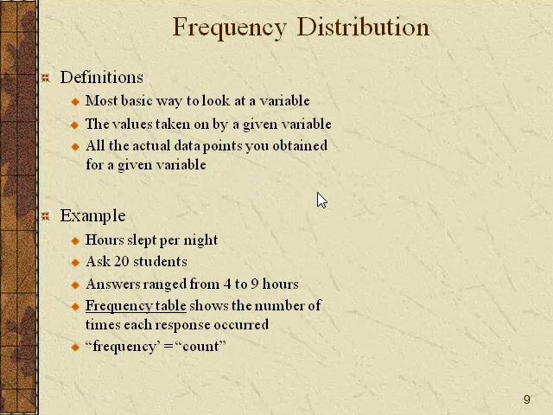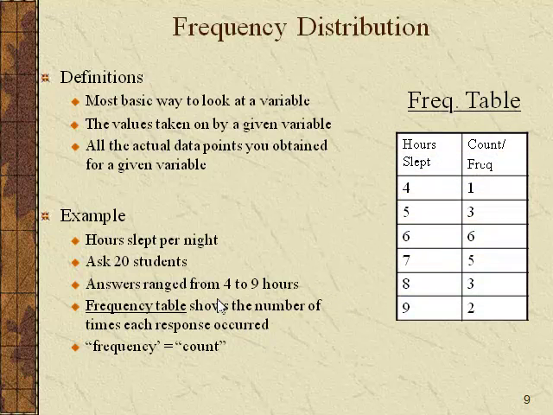So some examples. If I asked a class of students how many hours they slept last night, and the answers range, say, from 4 to 9, I could construct a frequency table where I would have in the first column the different categories 4, 5, 6, 7, 8, 9, and then the frequency count for those. And remember, frequency is just a fancy word for count. So how many people slept 4 hours? 1. How many slept 5 hours? 3, etc.